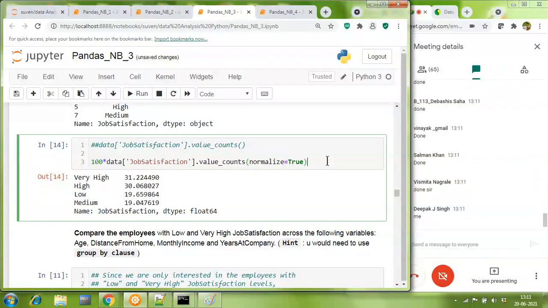Hello? Hi, sir. Yeah, hi, Deepak. We have taken the count of job satisfaction in the earlier section. So we are normalizing the data and multiplying it by 100 so that the data gives us a percentage. Absolutely. So normalize equal to true means that you're dividing it by the total, no? Correct. So instead of getting the answer as 0.31, we multiplied by 100 so that we get the answer as 31.2%. Perfect, perfect. That's right. Thank you.